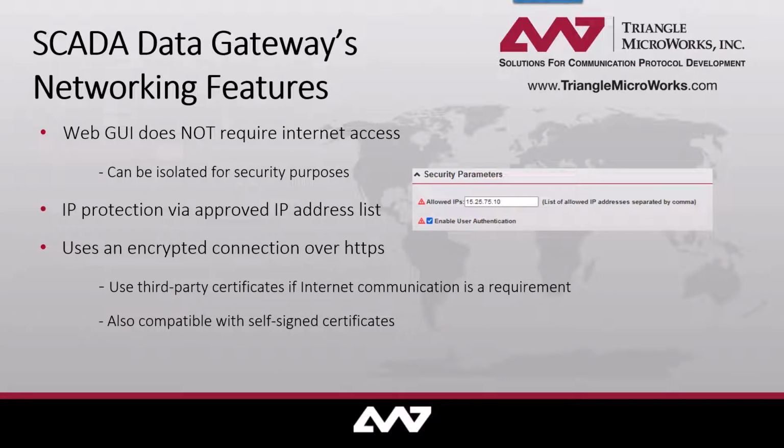Now that our SCADA Data Gateway can be configured remotely, it raises some questions about networking and security, so let's address some of those. Our SCADA Data Gateway does not require access to the internet, and it can be configured via a secure local network connection, and can be isolated for security purposes. This includes limiting configuration to a specific IP address or a list of IP addresses. Our SCADA Data Gateway communicates over HTTPS and is completely encrypted.